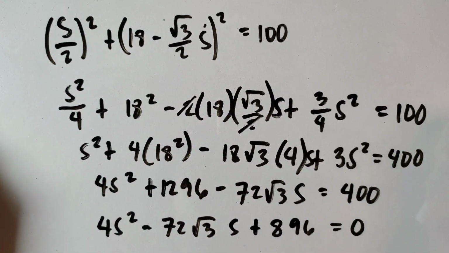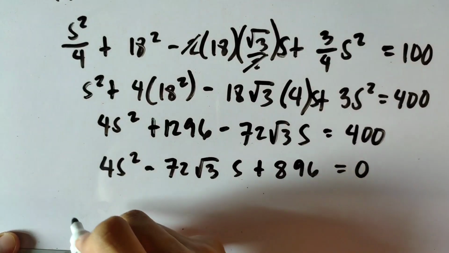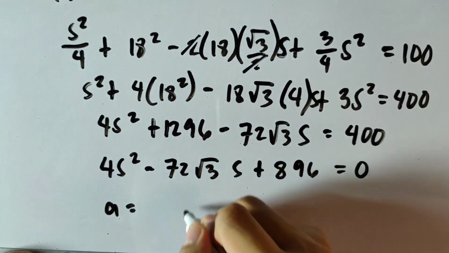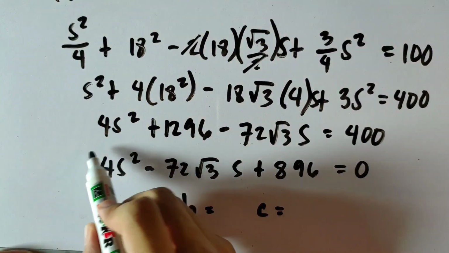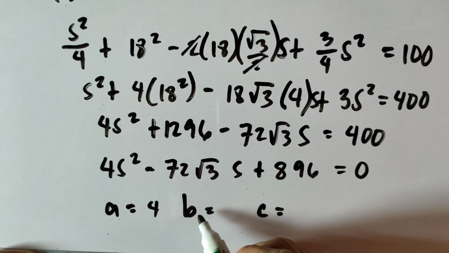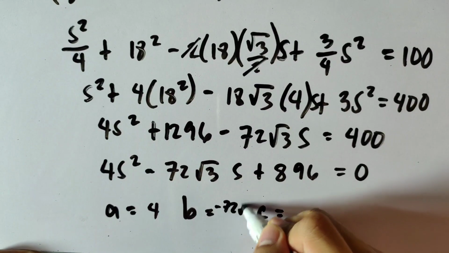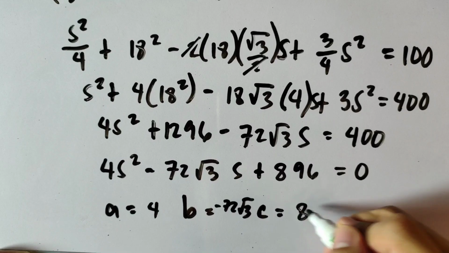So meron na tayong quadratic equation at pwede natin i-solve to gamit yung calculator. So dun sa quadratic equation, kunin lang natin yung a, b, and c. So yung a natin, ito, yung coefficient ng s squared, which is 4. Tapos yung b natin ay negative 72 square root of 3. At yung c natin ay 896.